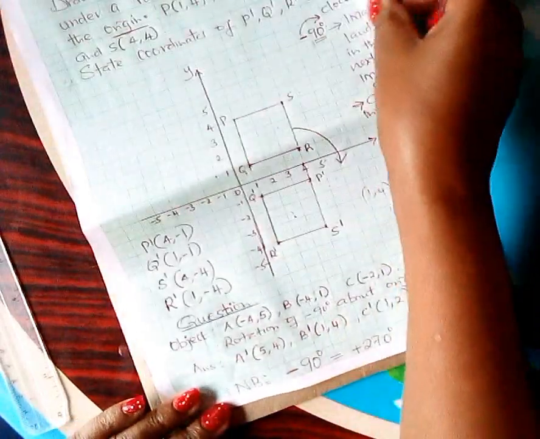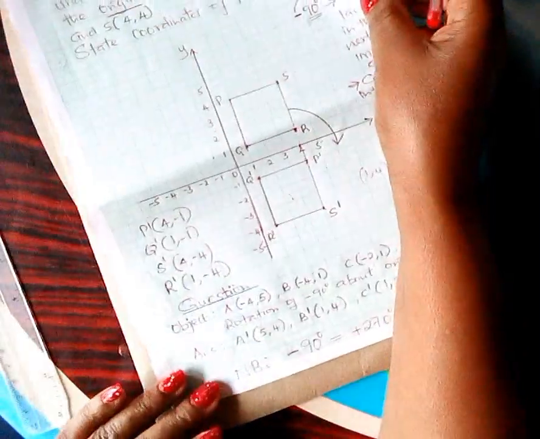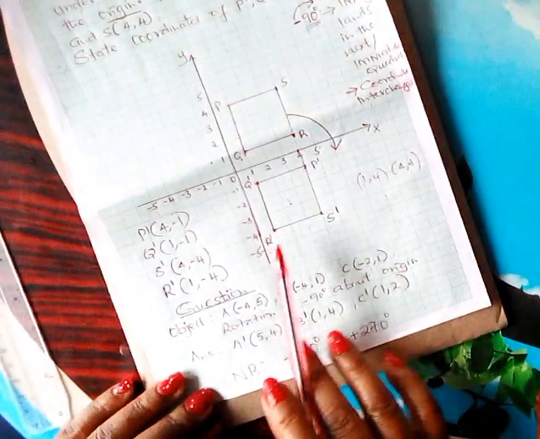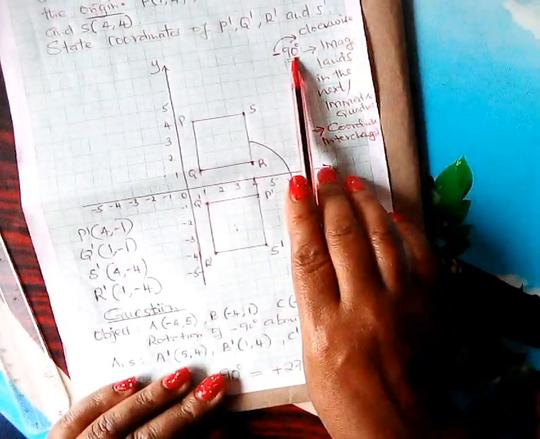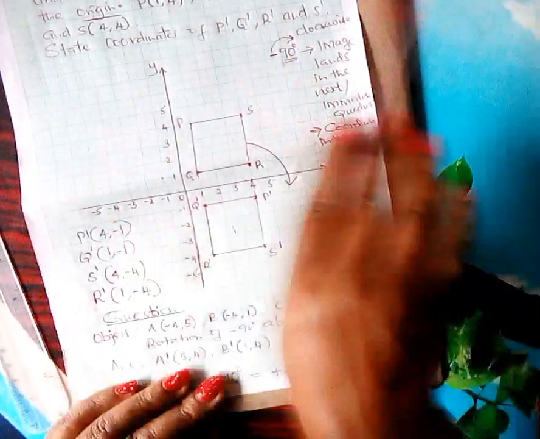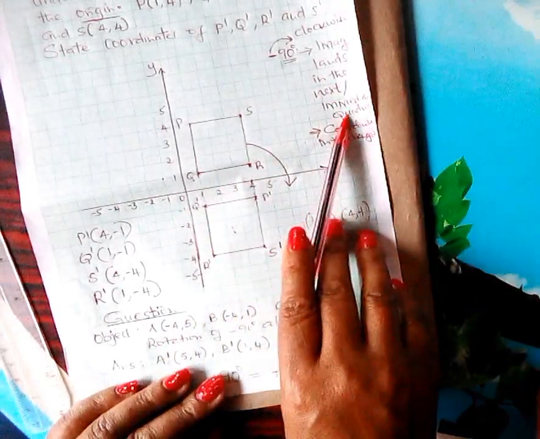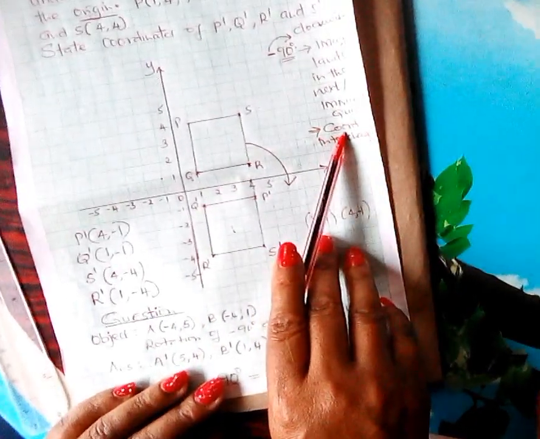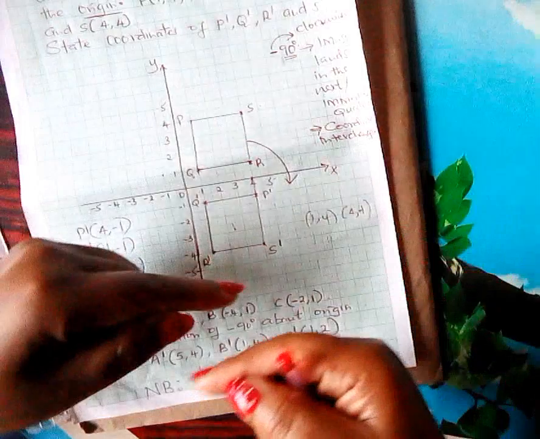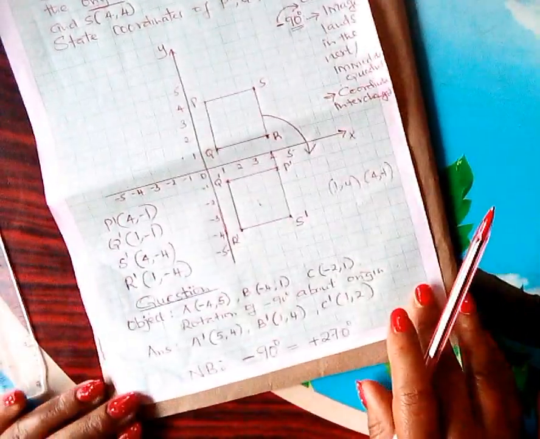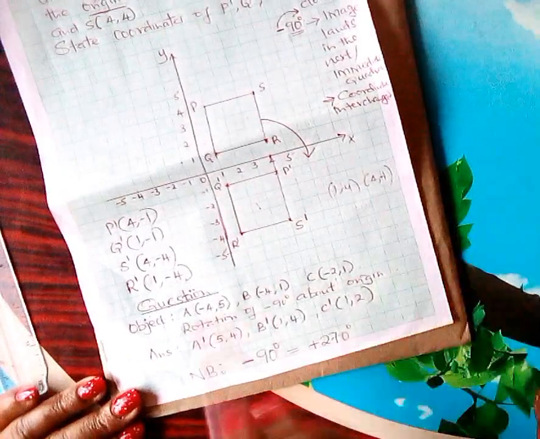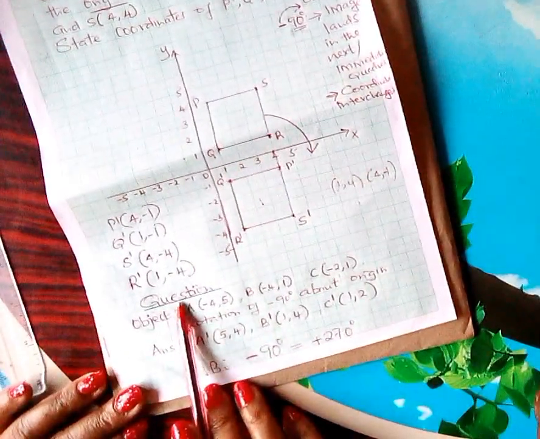So learner, I hope you have got the skill. Go and practice. If it is negative, it is in the clockwise direction. 90 means the image just goes to the immediate or the next quadrant. Then what do you do to the coordinates? You just interchange, and then the sign will depend on the axis. So thank you. Go and look at this question, learner.